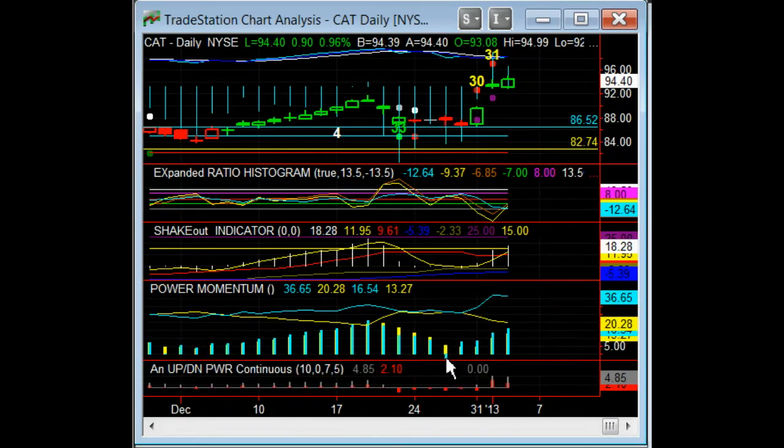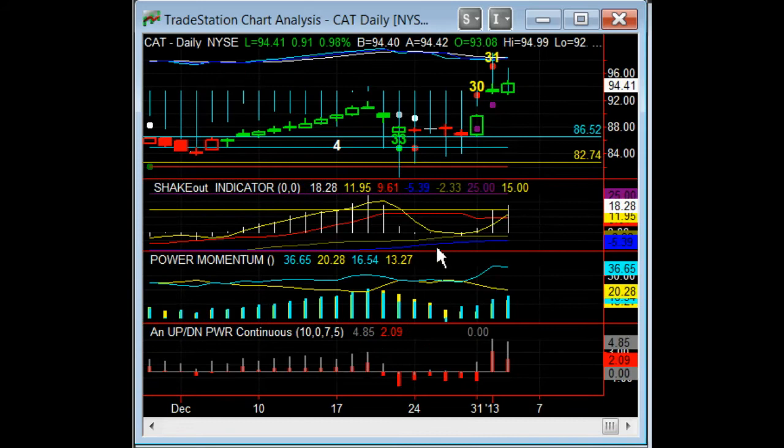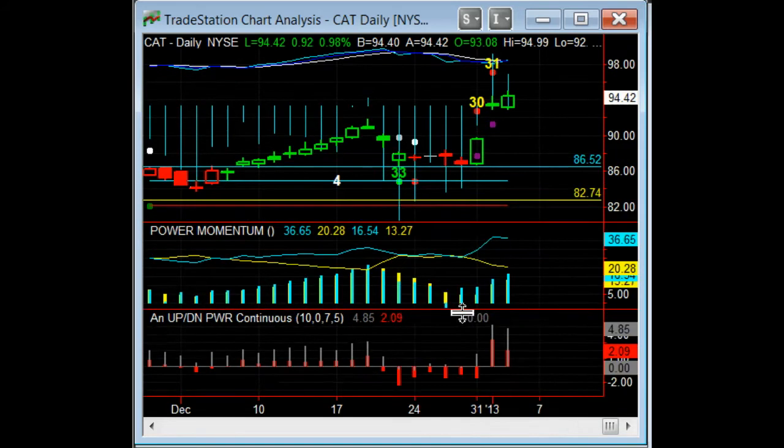Oh, but look at this huge buy signal that we had from Cat right here on the power momentum. This is a great one to look at. I'll just disable this one real quick so we don't have to go through that process. But look at this. We talked about this the other day when this went negative, that was a huge buy signal. And you can see the carry through from that.